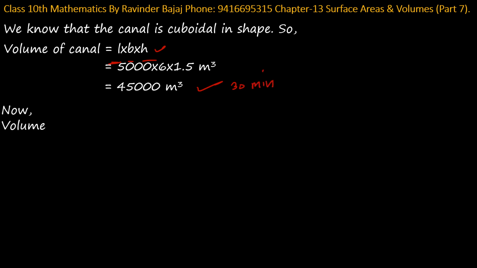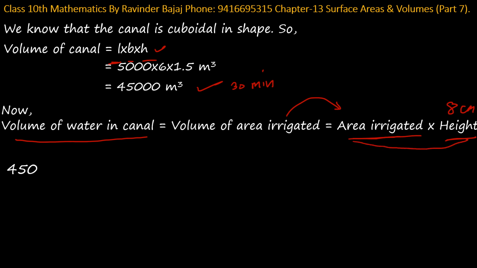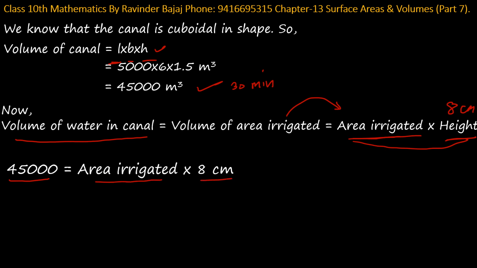Now next, the volume of water in the canal is equal to the volume of the area irrigated. And the volume of the area irrigated is equal to area multiplied by height. Height is given as 8 centimeter. It is given in the question that the height required is 8 centimeter. So area multiplied by height is the volume. So put the value of the volume of the canal and put the value of area into height. 45,000 is the volume of the canal. Area multiplied by 8 centimeter is the volume of standing water of the irrigation field.